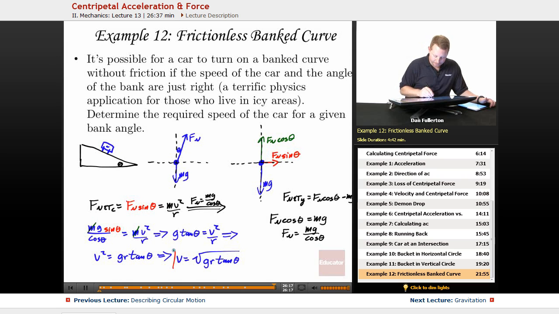I don't need any friction whatsoever when I have the situation where the velocity is equal to the acceleration due to gravity times the radius of the curve times the tangent of the bank angle of the curve, square root. Hope that gets you a good start on centripetal force and centripetal acceleration.